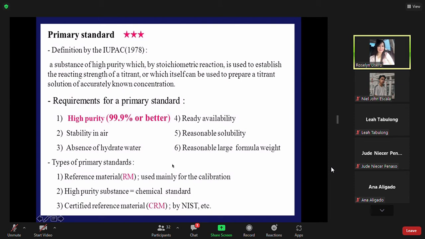And there are three types of primary standards. So first, we have the reference material. This is only used for calibration. This is commercially available. And the high purity standard or the chemical standard. And next, we have the certified reference material or the CRM. So you will see in the words, RM is reference material, CRM is certified reference material.